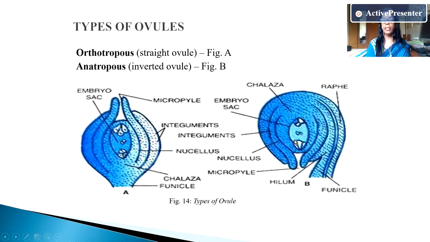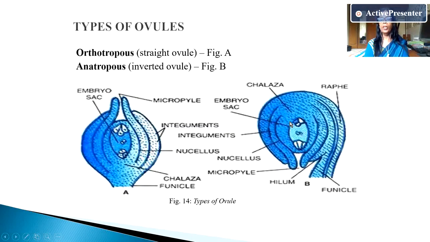But in this case, see here, base of the ovule, top of the ovule, and funicle. They are not in a straight position. The ovule is in the inverted position. So it is anatropous ovule. So we will see the structure of the ovule. In both the cases, the structure is the same, but this is straight ovule, this is inverted ovule. So we will study the structure of anatropous ovule now.